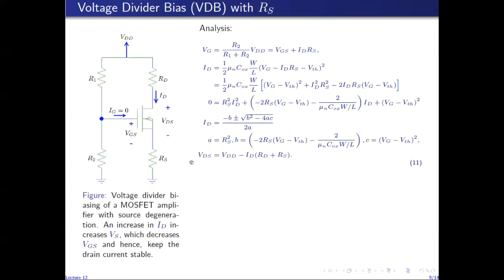This expression again is obtained by writing KVL in the output loop. So VDS is VDD minus the drop across RD minus the drop across RS. So given ID, we can find VDS. So given the circuit, we can find VDS and ID and VG using these expressions.